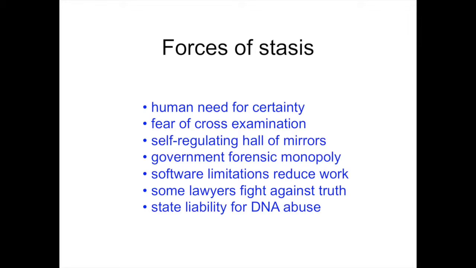It's very hard to get data to evaluate and oversee what they're doing. The software limitations will reduce work. I mean, if you can't look at 90% of your evidence, that's a lot less work that you have to report on or testify on. You have a situation where there are some lawyers who adamantly fight against truth, for their client. And then you also have another factor that we've seen recently, which is there's a lot of state liability for abusing DNA evidence, and the more you can cover up, the lower your liability.